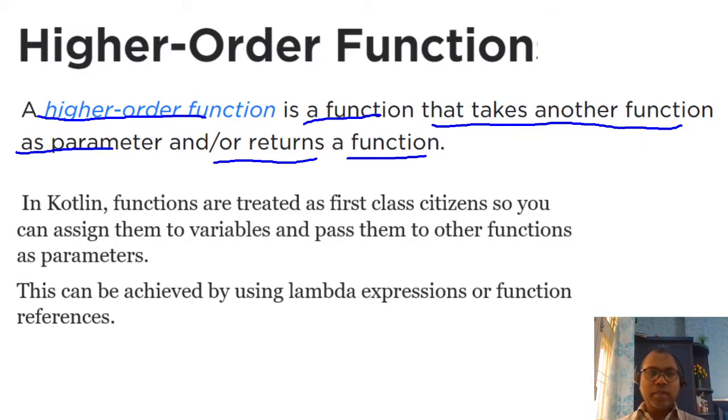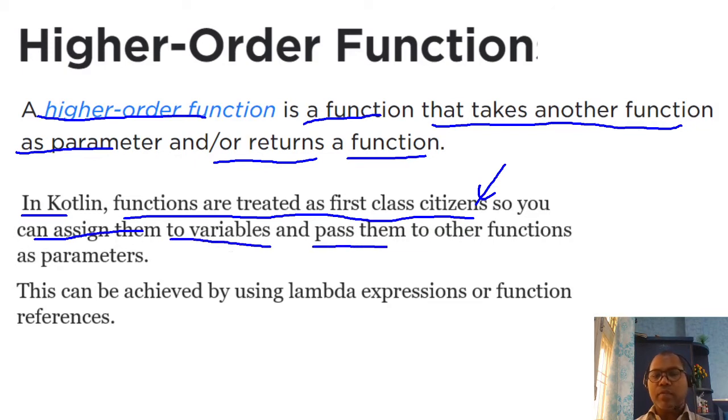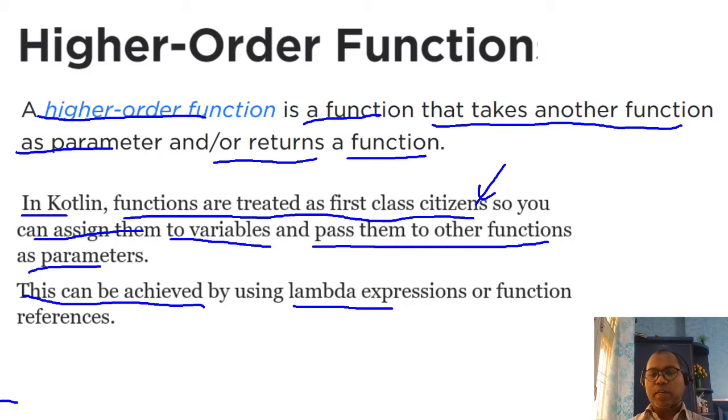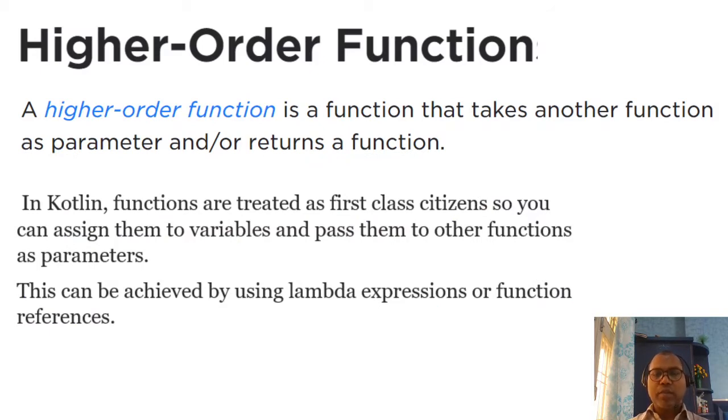So how is it feasible? The reason is that in Kotlin, functions are treated as first class citizens, just like a primitive value. So you can assign them to a variable or pass them to any function as a parameter. That means a function is like a value, which can be assigned to a variable or passed into another function. Generally this can be achieved by using lambda expressions or function references. The lambda expression is the fundamental principle of higher order functions.